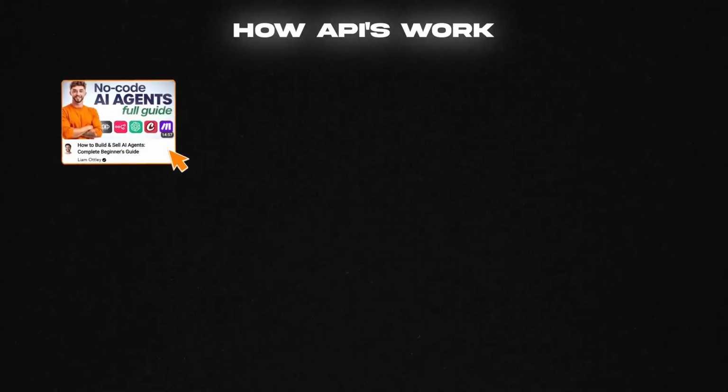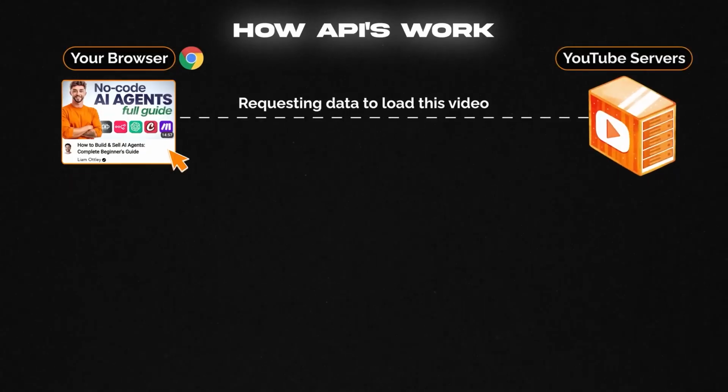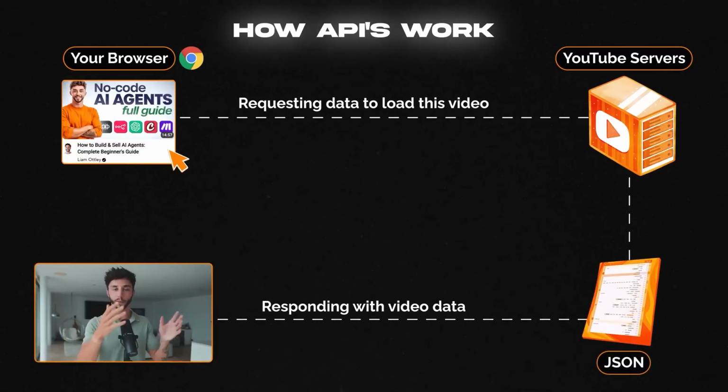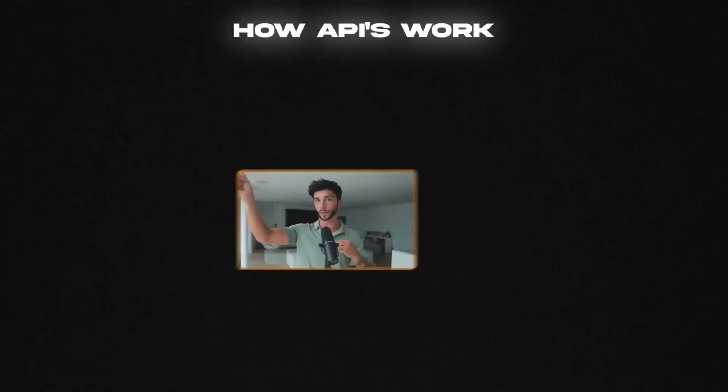So when you clicked on this video, here's what actually happened. Firstly, your browser sent a request to YouTube servers saying, hey, I want to watch this video. And then YouTube servers sent back all of the data needed. And thirdly, your browser unpacked that data and started playing the video on your screen. So this request and response pattern happens with almost everything that you do online.